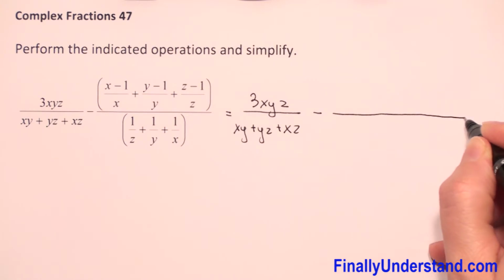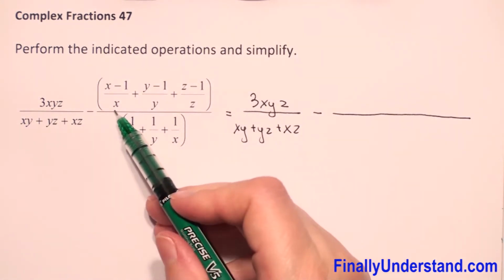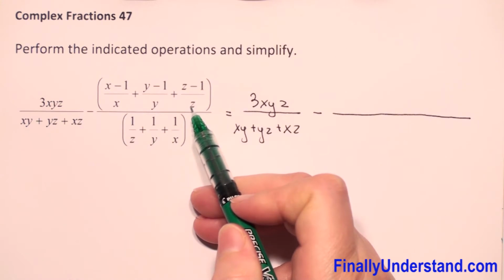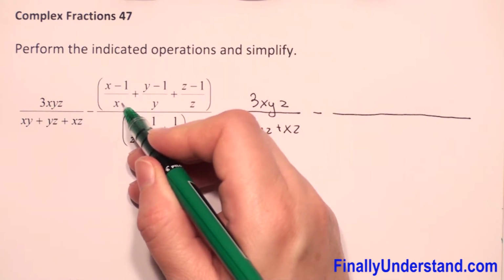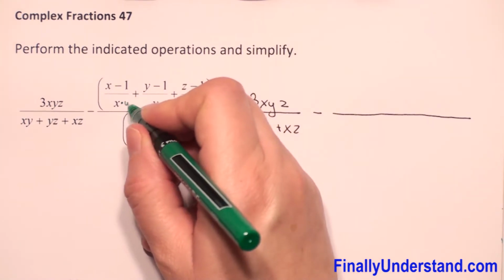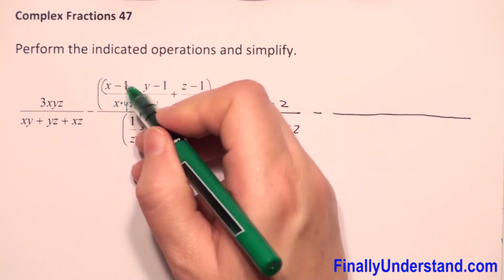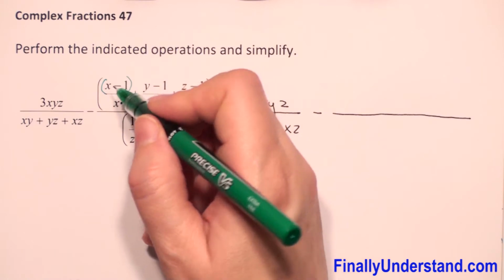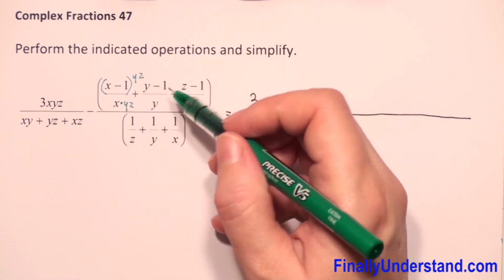And now, what will the common denominator be? We have x, y, z. It means we have to multiply x times y times z, so the common denominator will be xyz. We have only x here, so we have to multiply that x by yz. Whatever I did with the denominator, I have to do the same with the numerator. So I have to multiply this numerator times yz.